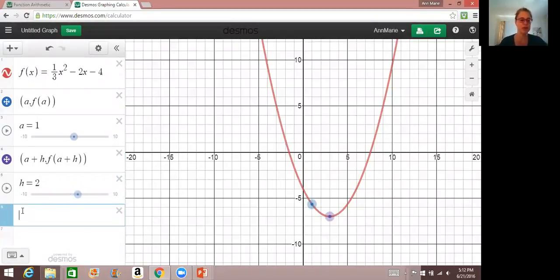Now, what I want you to understand is what this difference quotient is. So I'm just going to put it in. Can I do that?